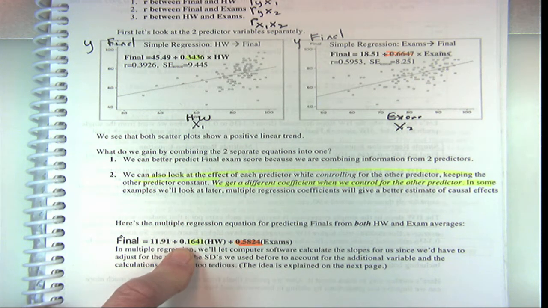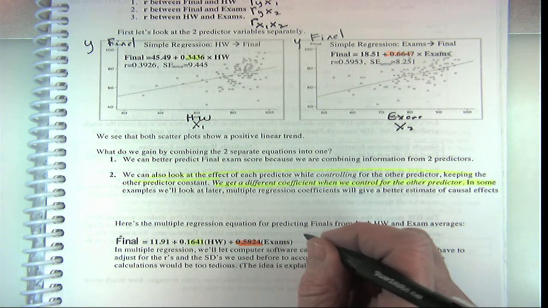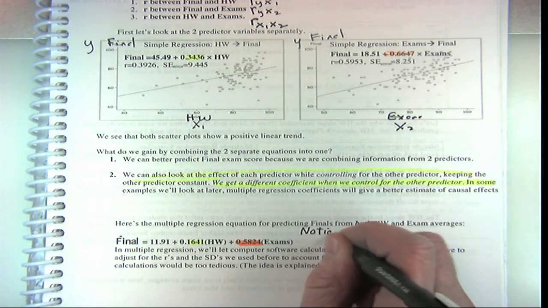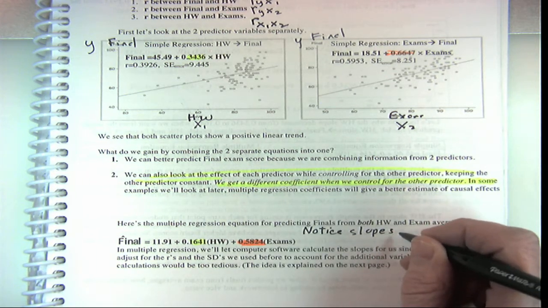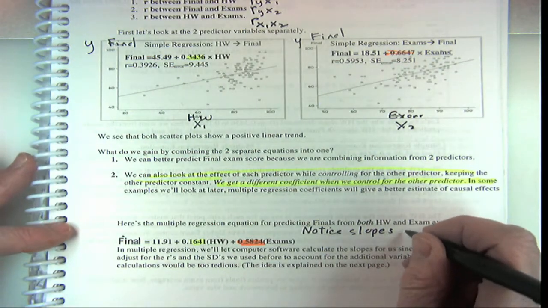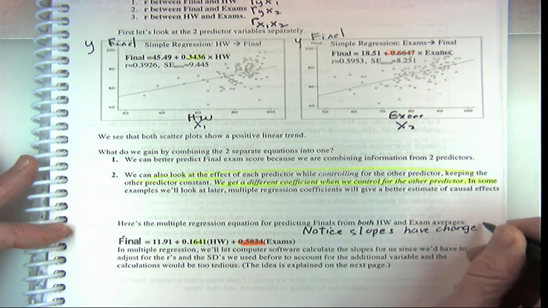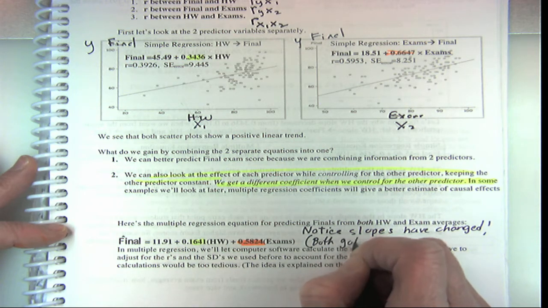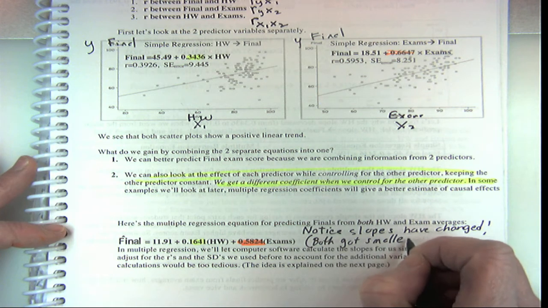So let's write some of this down. So notice right here that the slopes have changed. They both got smaller. These got smaller from up here. Notice slopes have changed. And they always will change. But in this case, they both got smaller. Sometimes they'll get bigger. Sometimes one will get bigger, the other will get smaller. Sometimes it's hard to predict.